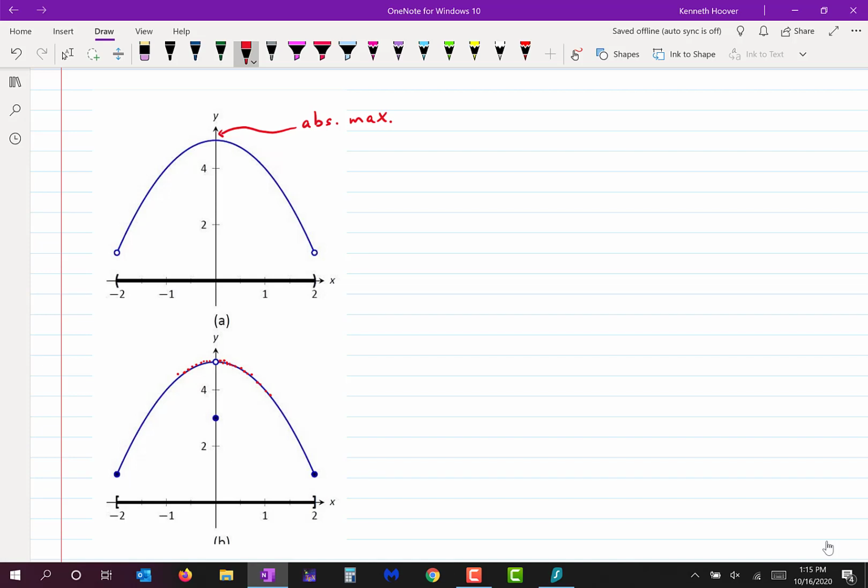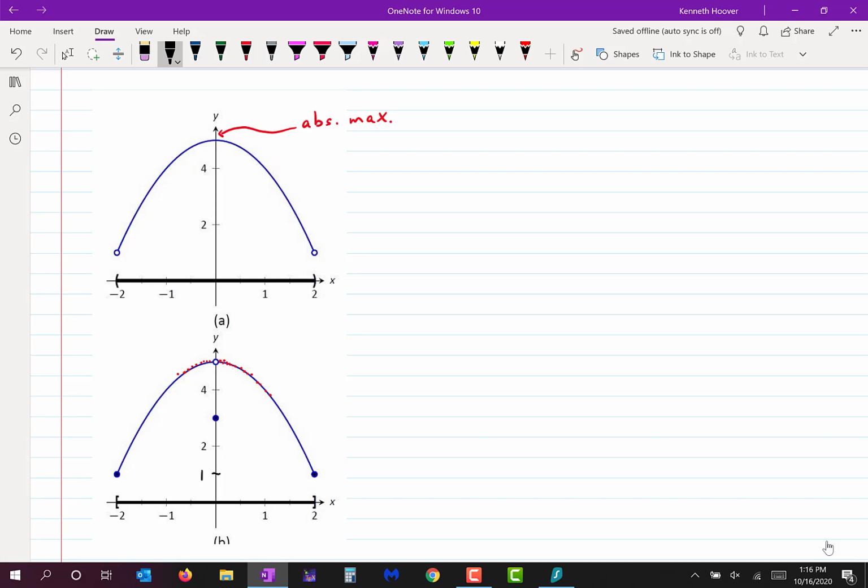But there is an absolute minimum, which I'm not sure what it is again, but it looks like it's probably 1. But even though I'm not sure what the maximum value is, I can tell that the maximum value occurs at x equals 2 and also at x equals -2. So, not every function will have an absolute maximum or an absolute minimum.